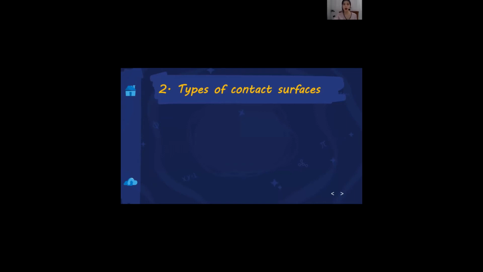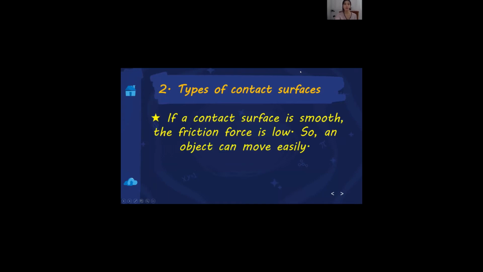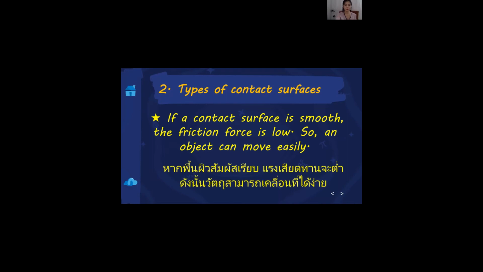Okay. Number two, types of contact surfaces. If a contact surface is smooth, the friction force is low, so an object can move easily. Okay, read the pasatay, please.